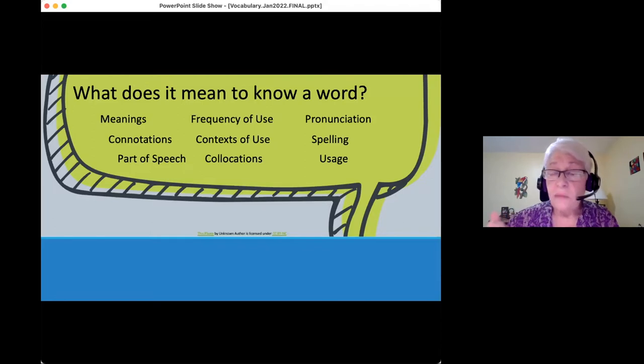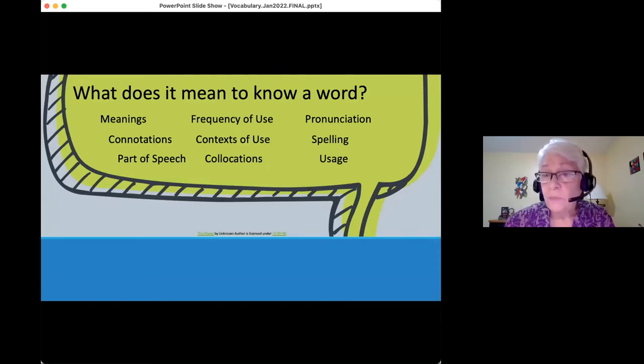Meanings. It means knowing not only how a word is defined, but the many possible ways it can be defined. Connotations. Is this word a negative word? Is it a positive word? What is its suggested meaning that could even vary across contexts and cultures? The part of speech, which is really critical to know for knowing where you can use that word and how you can use it. The frequency of use, is it a common word? Is it the one that a native speaker would typically use? Or might it be an obscure word that a native speaker would be surprised to hear somebody using? What are the contexts within which this particular word is typically used? And collocations, what are the words that go next to it?